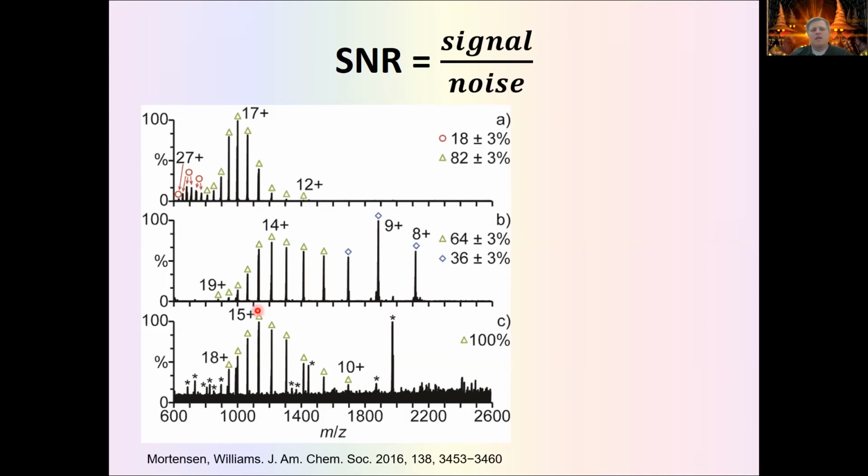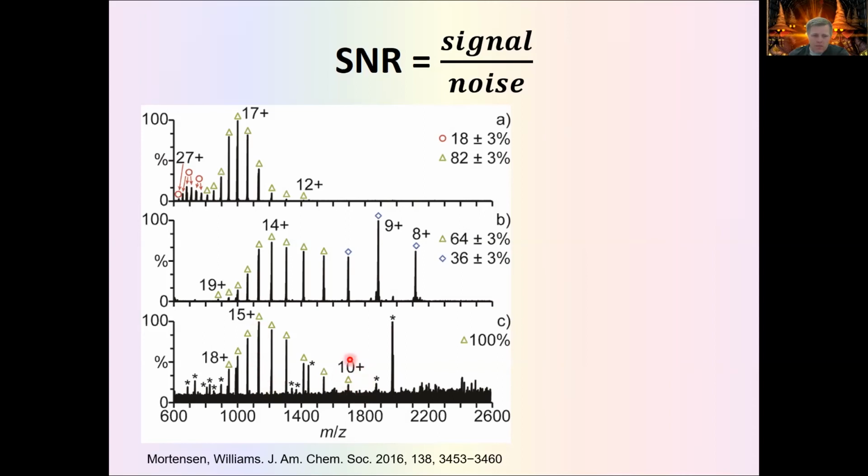So how then do we know if what we're seeing is noise or sample? Well, we quantify how well we can see a peak using this signal to noise ratio. And so all this is, you take the intensity of your signal and you divide it by the intensity of your noise. So for example, this 15 plus peak has a signal intensity of about 100% and it has a noise intensity of about 10% around it. So it has a signal to noise ratio of about 10.